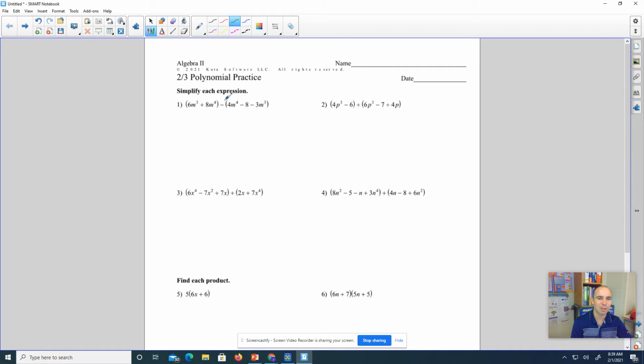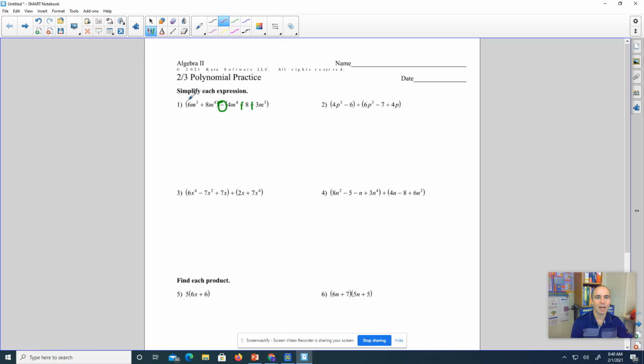Now, the only difference with number 1 is because of this negative sign, right, I need to change all of the signs here. So it's going to be negative m to the 4th. It's going to be plus 8. It's going to be plus 3m to the 3rd, right? You will not have to do that with 2, 3, and 4, but you do have to do it with number 1.